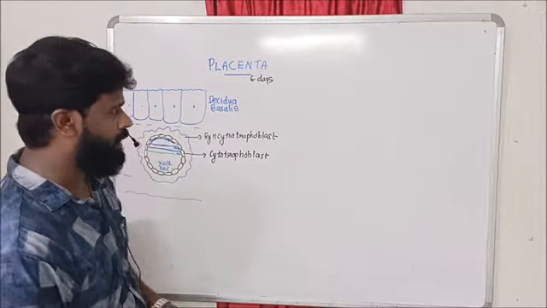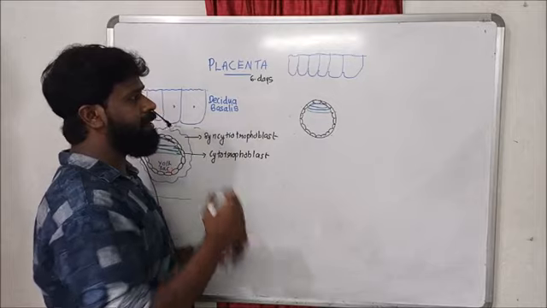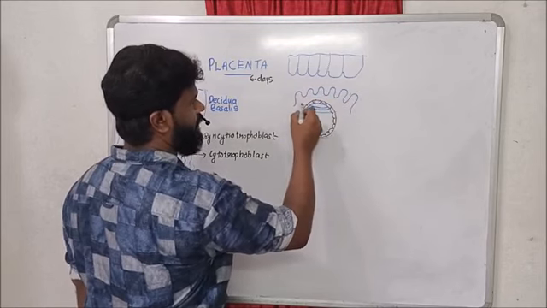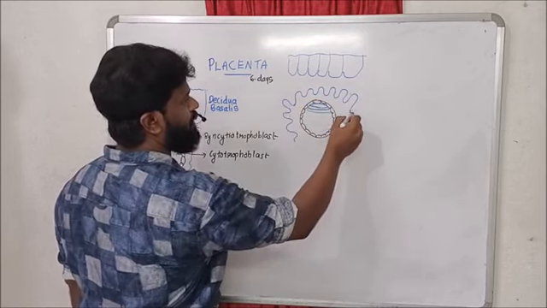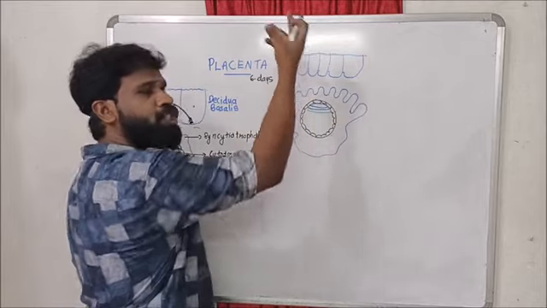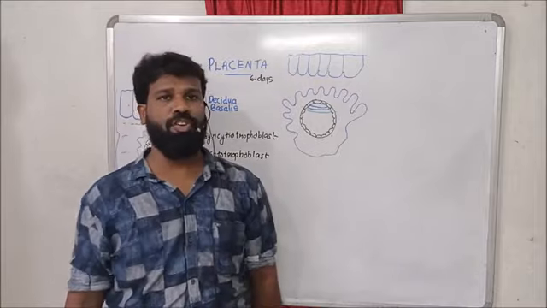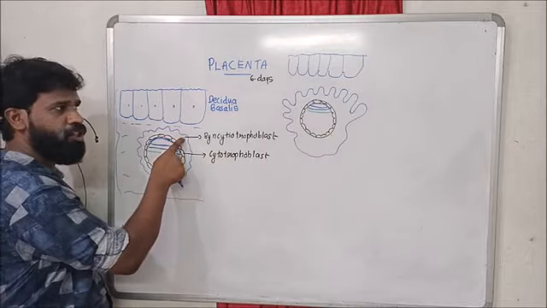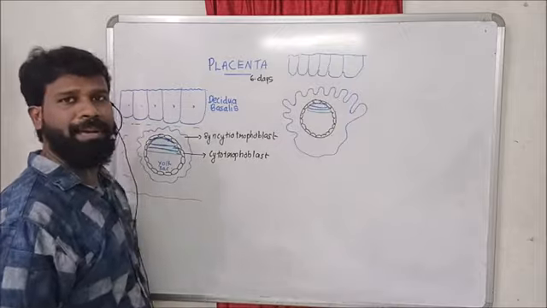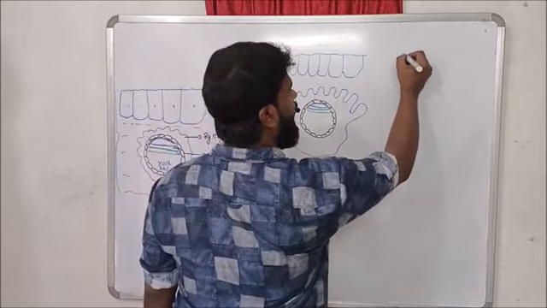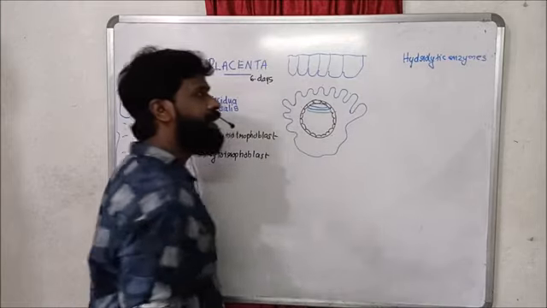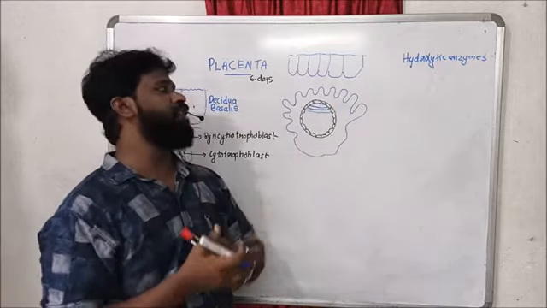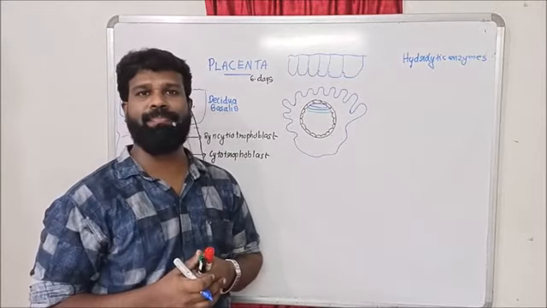Then, see here, after this implantation, this syncytiotrophoblast penetrated to the stromal tissues of endometrium. This one is syncytiotrophoblast, which penetrated the stromal tissues of endometrium by secreting some hydrolytic enzymes. In this stage, this syncytiotrophoblast secretes hydrolytic enzyme, which helps to penetrate the stromal tissues of endometrium.